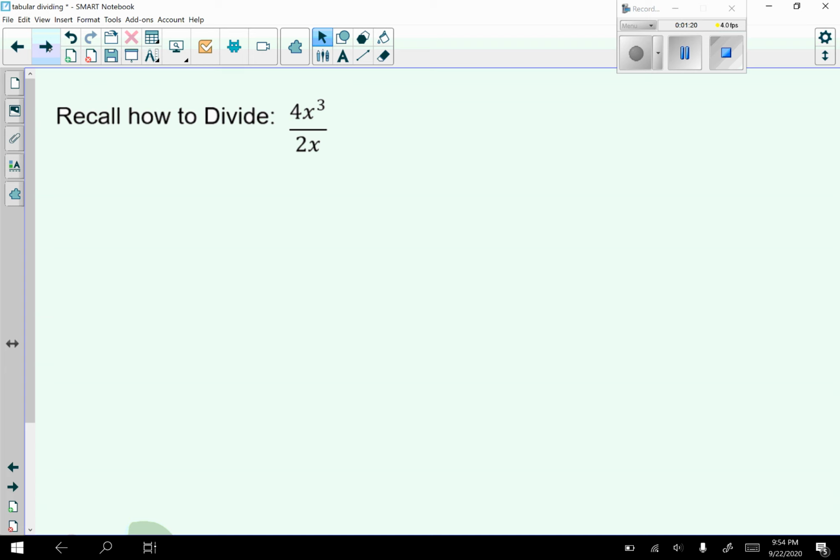So recall how to divide monomials first before we get into polynomials. You're going to divide your coefficients. So 4 divided by 2 gives me 2. And then with your exponents, you're going to subtract them. So 3 minus 1 gives me x squared. So we're dividing coefficients, we're subtracting exponents.